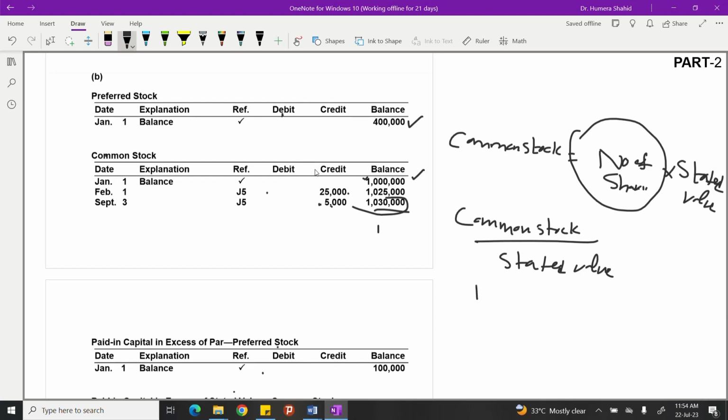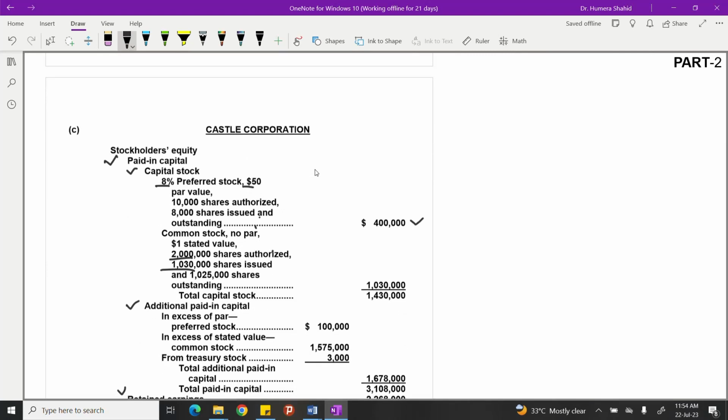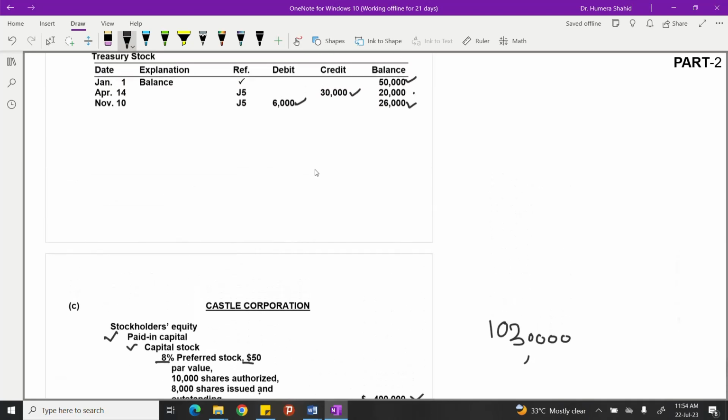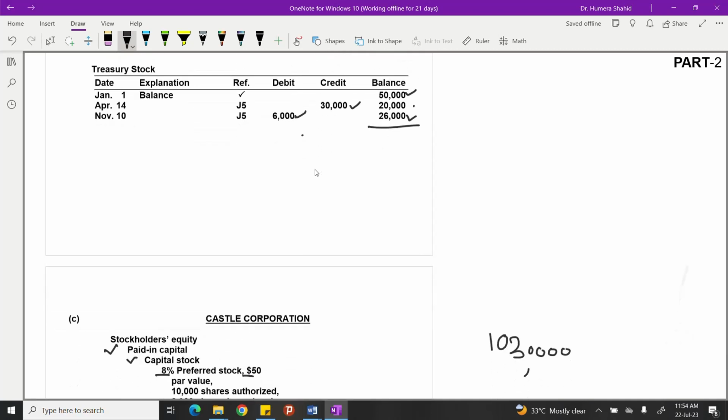Okay, common stock is 1,030,000, stated value is 1. So that's why we said 1,030,000 shares issued. Outstanding, don't forget to remove the treasury stock. Okay, so if the common stock issued is 1,030,000, let's check how much treasury shares are there. So treasury stock has a balance of 26,000.